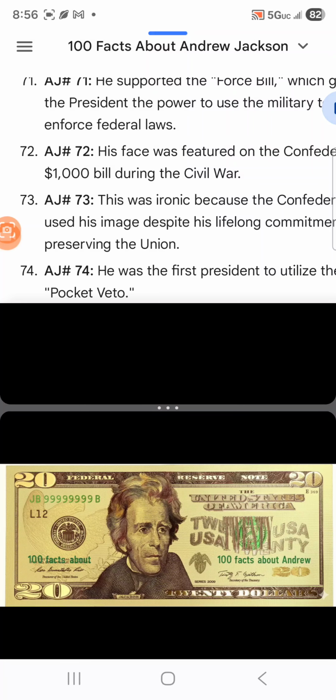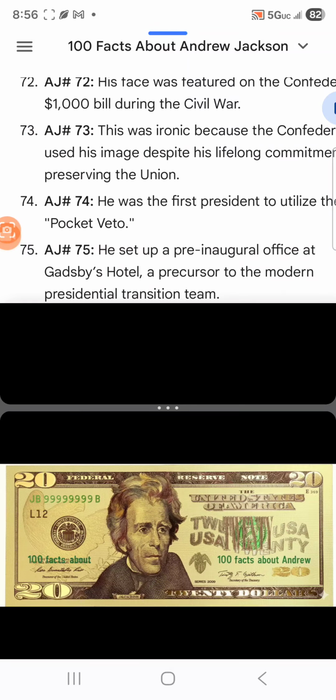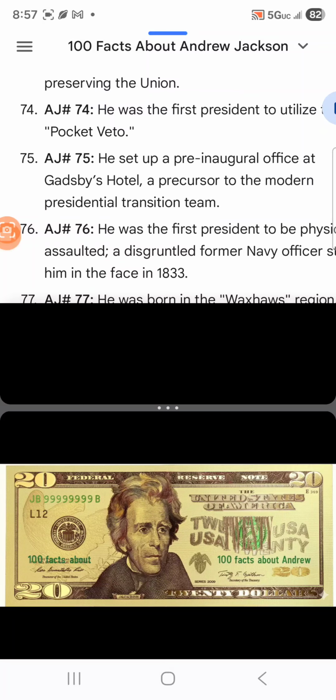74. A.J. number 74. He was the first president to utilize the pocket veto. 75. A.J. number 75. He set up a pre-inaugural office at Gadsby's Hotel, a precursor to the modern presidential transition team. 76. A.J. number 76.